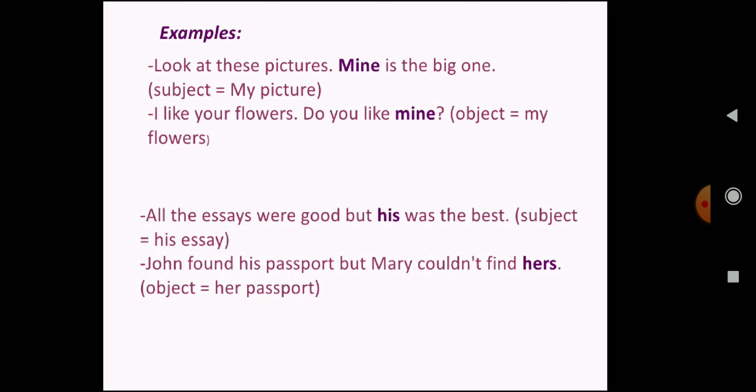John found his passport, but Mary couldn't find hers. So instead of writing her passport as an object, we are using hers, and we are replacing her passport. So this is the use of possessive pronouns. A pronoun showing possession is called a possessive pronoun. I hope this is clear to everyone.